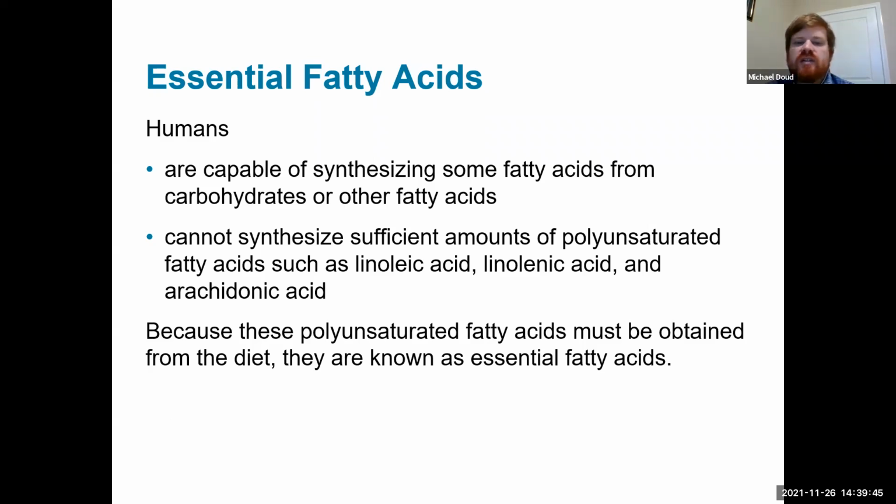But we can't actually synthesize the polyunsaturated fatty acids like linoleic and linolenic acid or arachidonic acid. So we have to actually obtain those from the diet. This is why they are known as essential fatty acids. In other words, they're essential to our diet in order to be healthy.